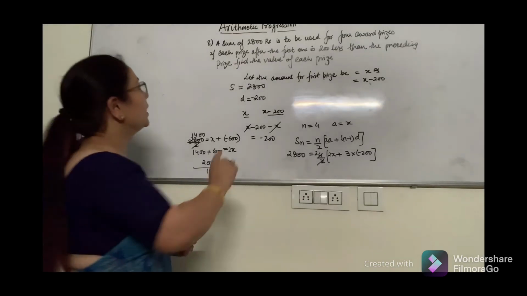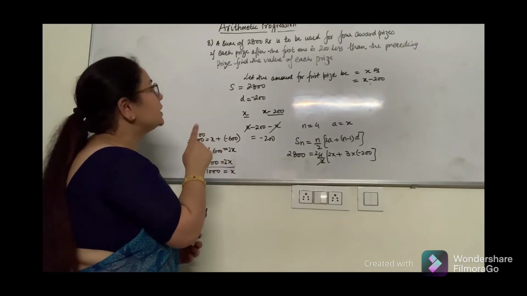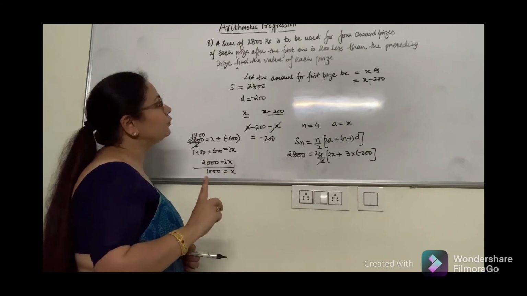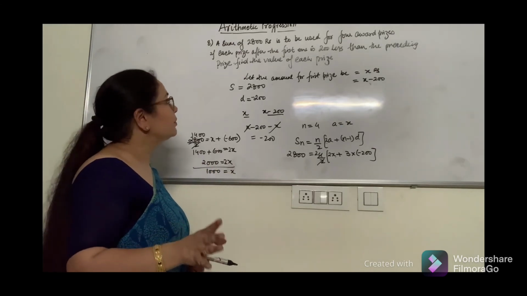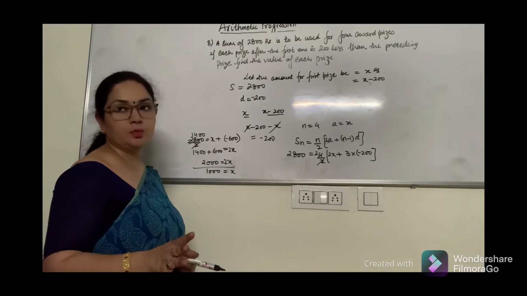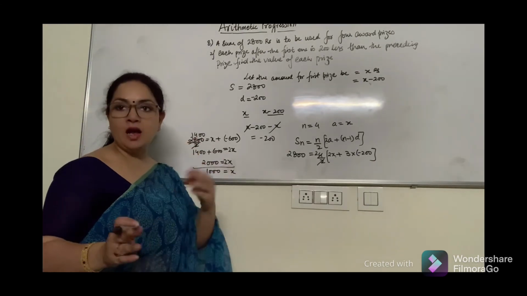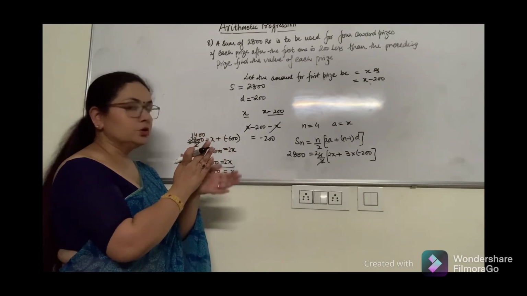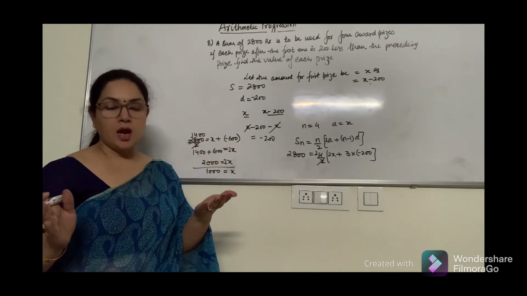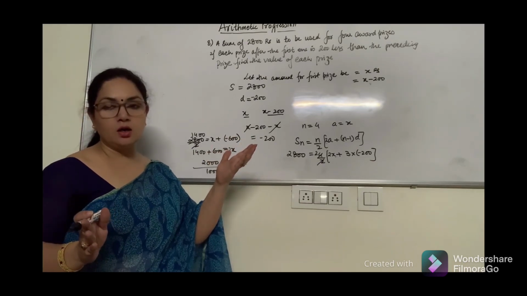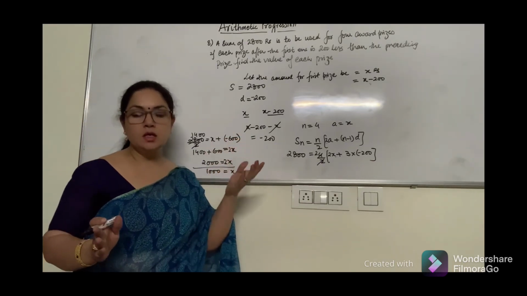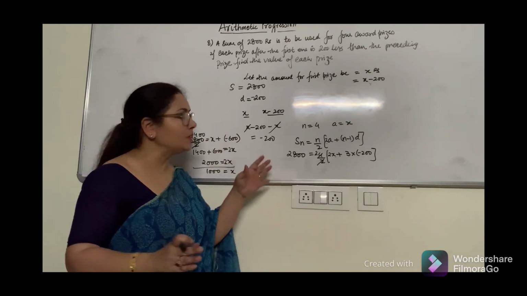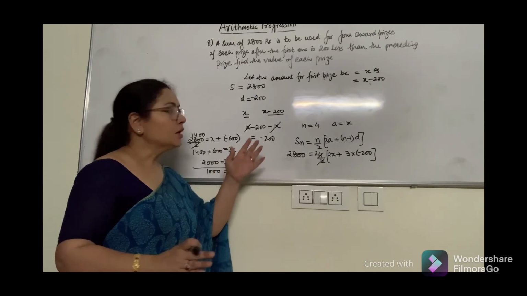So moving on to the 8th question. A sum of 2,800 rupees is to be used for 4 award prizes. If each prize after the first one is 200 less than the preceding prize, find the value of each prize. So we have a total of 2,800 in our hand, and I have to distribute that money into 4 prizes. Whatever amount I decide for the first prize, the next prize I'll keep 200 less.